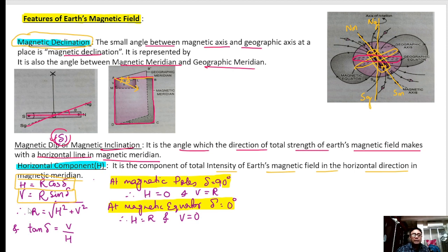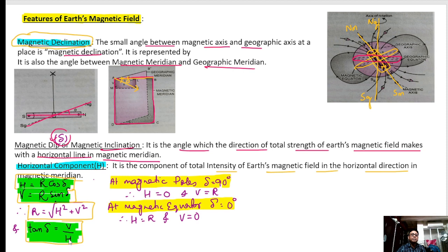And the resultant magnetic field will be given by this, and tan sigma will be given by V by H. Please note here, these are important formulas. You have to remember these. H equal to R cos sigma, V is R sine sigma. This is the magnetic dip.